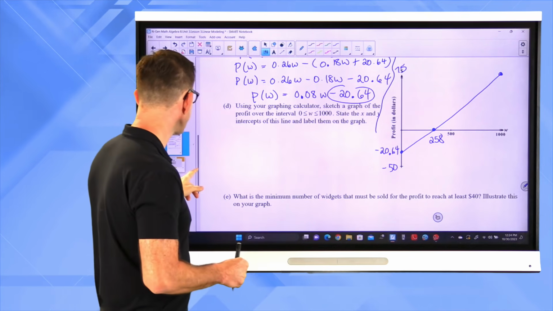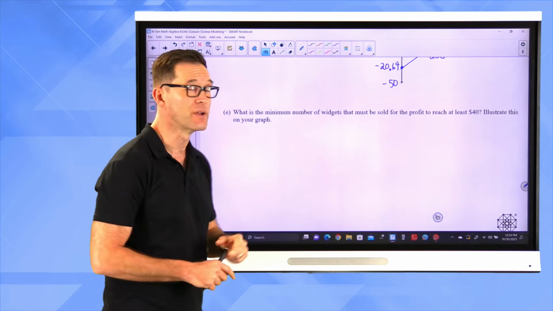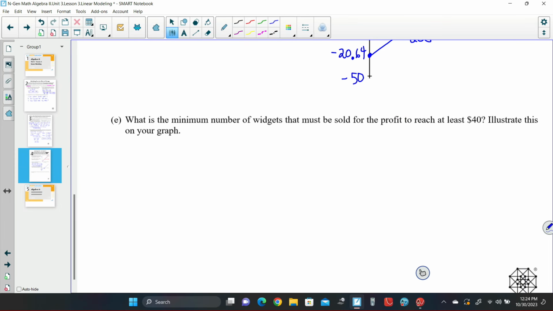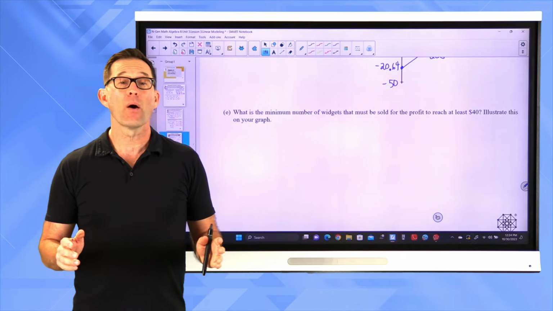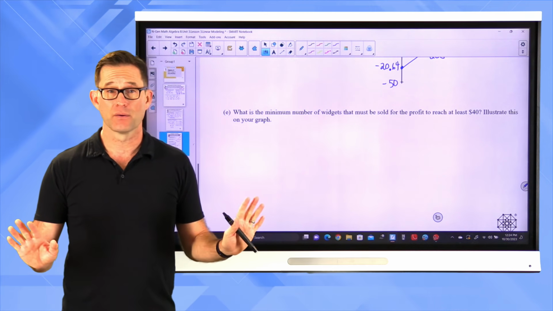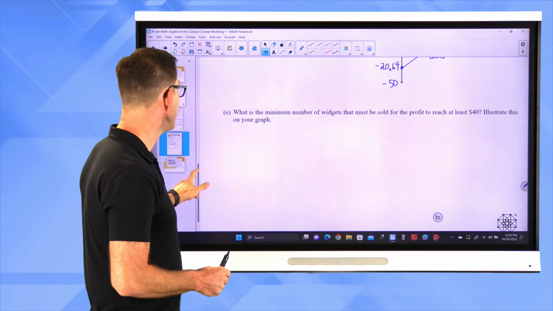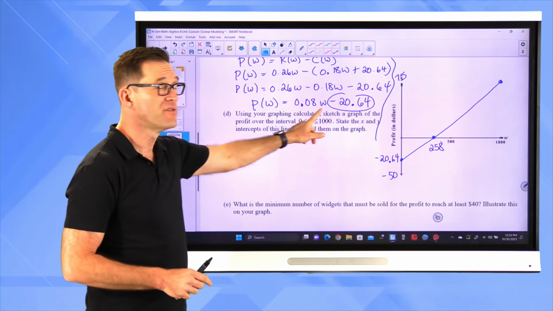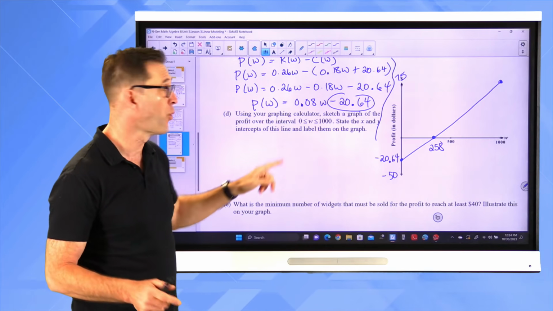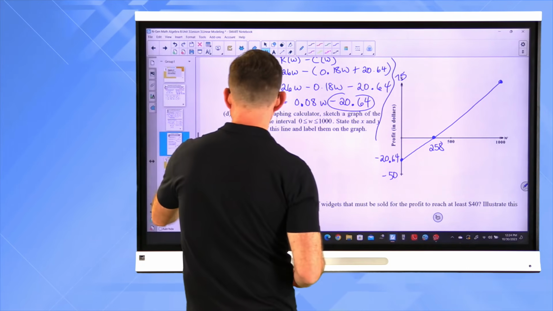All right, let's take a look at one last piece, letter E. What is the minimum number of widgets that must be sold for the profit to reach at least $40? Illustrate this on your graph. Now, we could certainly do this algebraically, right? So we should feel very, very comfortable with taking this and setting it equal to 40. In fact, let's actually write that down real quick.